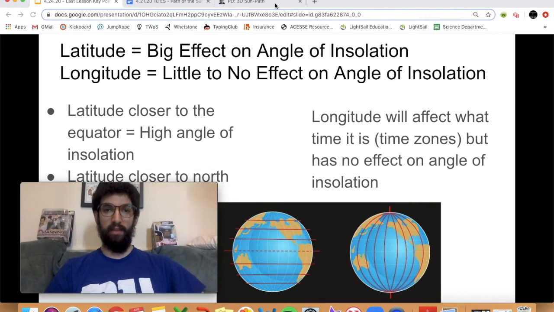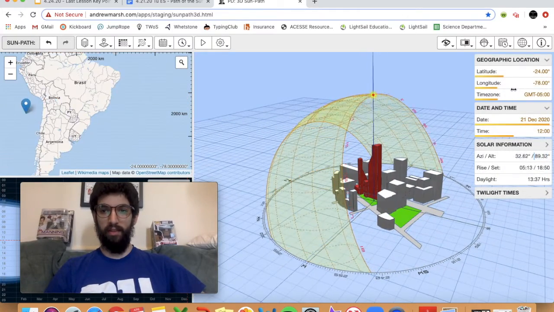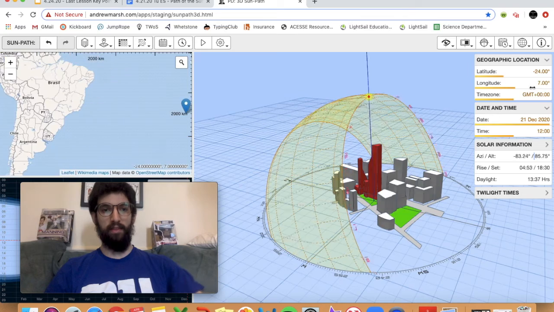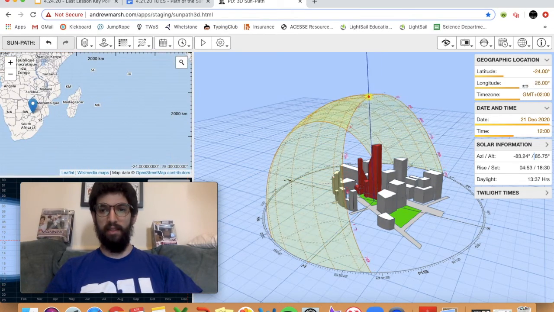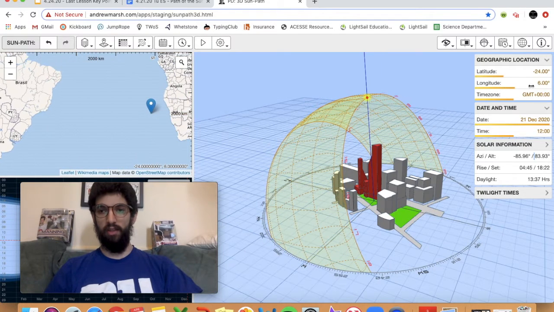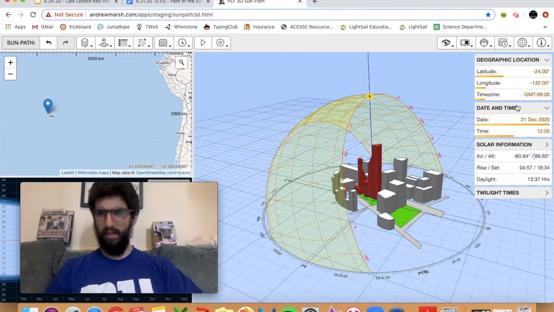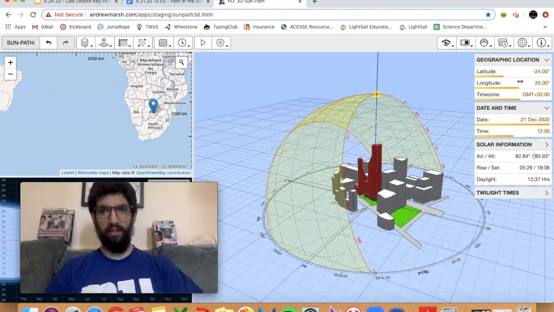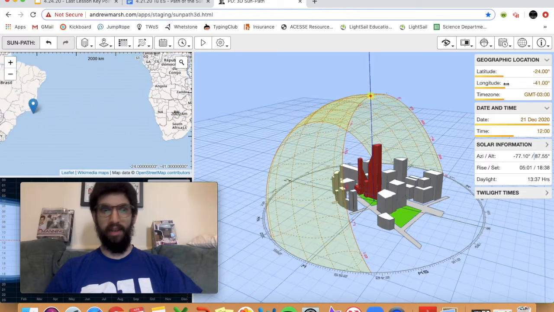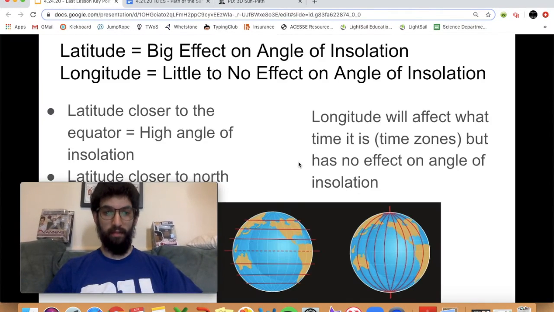To prove it, let's go back to our simulation. We'll see right here, I'm going to change my longitude. As I change my longitude, you can see in the map that I'm going all over the world, and you can see that the time zone is changing. That's why it's a different time in California than it is here. But if you look at the angle of insolation, yeah, it might change a tiny bit, but it doesn't really have an effect. The only reason it's changing the angle of insolation is because it's changing what time it is. So longitude doesn't do anything. Latitude has a big effect.